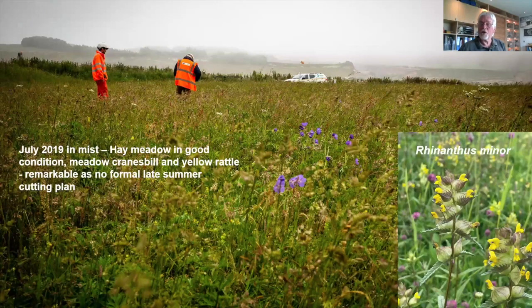And what's the result? The result was great. It's a beautiful hay meadow. That's meadow cranesbill, the blue flower, and you can see here these yellow fellows, vital in a hay meadow: Rhinanthus minor, the hay rattle or yellow rattle, and that is parasitic on grass roots and encourages the suppression of the grasses and therefore the wildflowers coming up. So that worked really well.